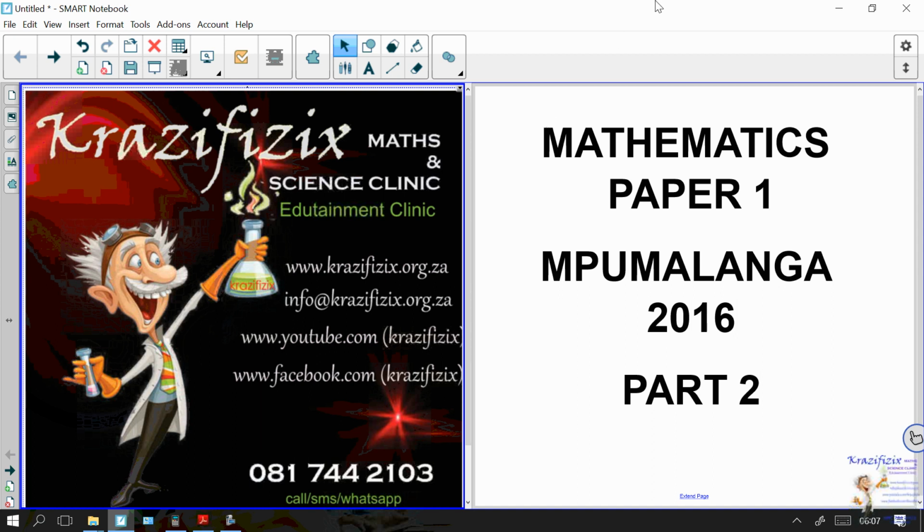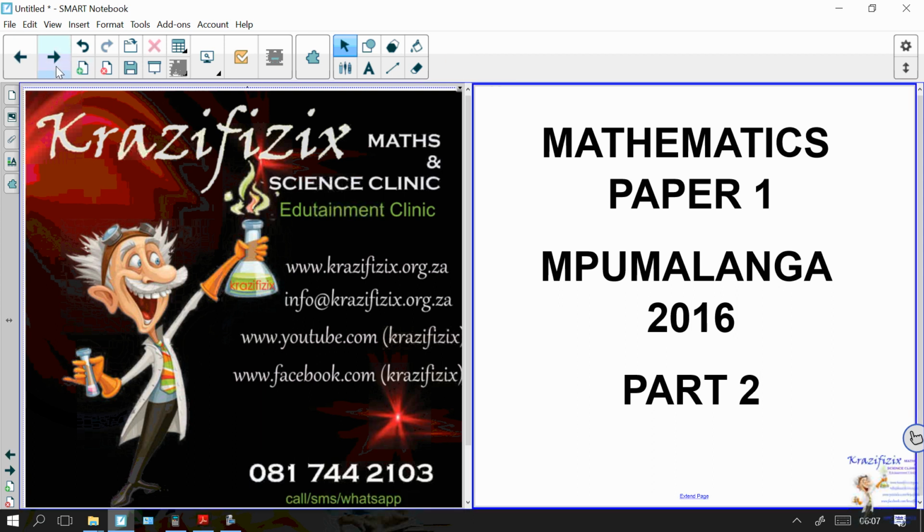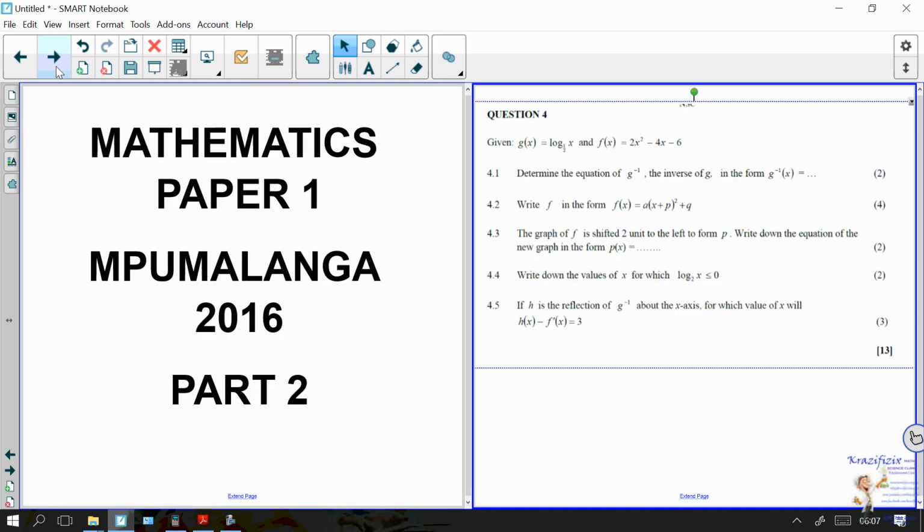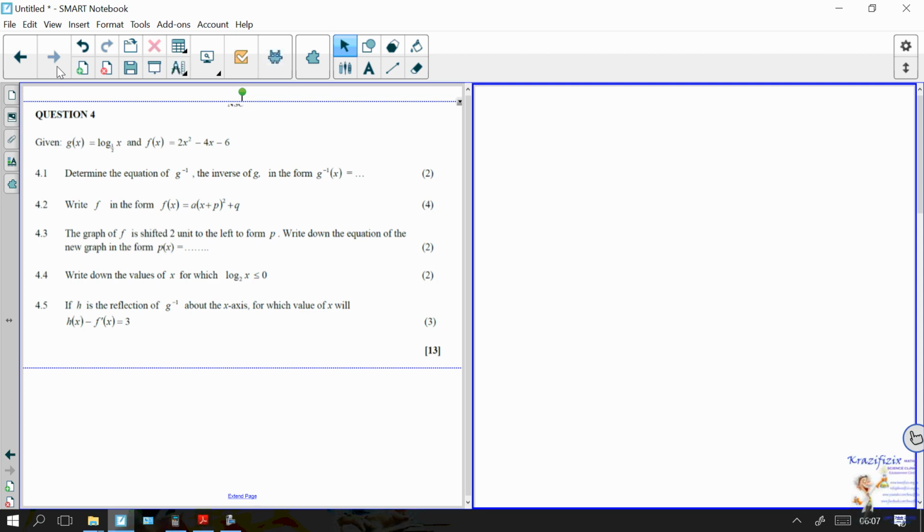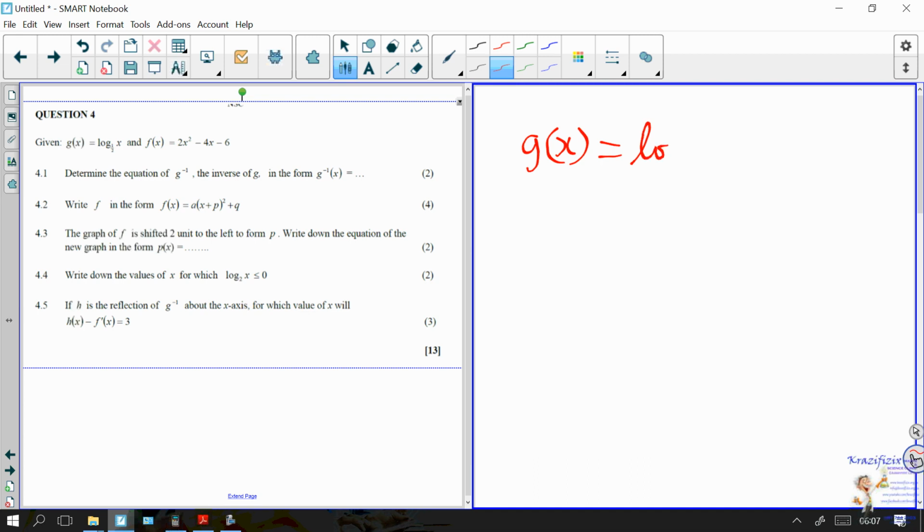All right, let's continue quickly here with our next question. We did question 1 to 3. Our next question is question number 4. Let's look at question 4 quickly here. Given that g of x is, so we have a function here that includes logarithms. g of x equals log base half of x. Look at the first question: determine the equation of the inverse of g.